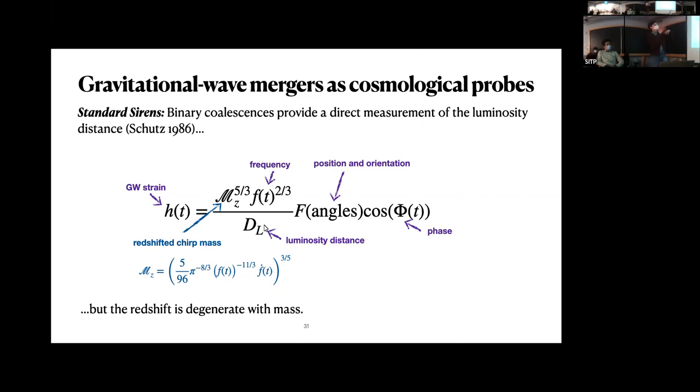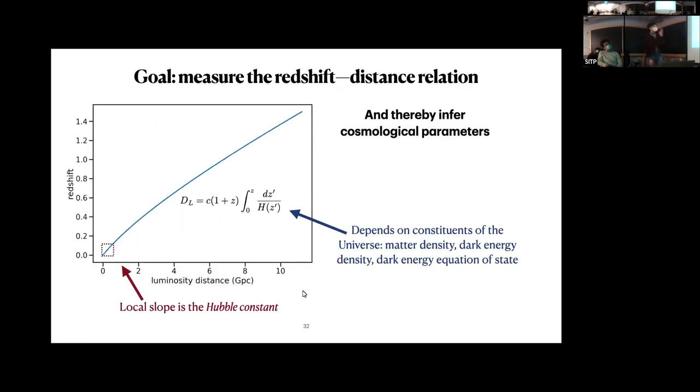So we are able to get this catalog of luminosity distances, one for each event, but the redshift is degenerate with the mass. And so if our goal is to measure the redshift-distance relation, we have a bunch of points here on the x-axis, but we don't have directly from gravitational waves the redshift. Again, we want to measure this because it's telling us about the constituents of the universe through this H of z, and locally, very locally, this slope is the Hubble constant.